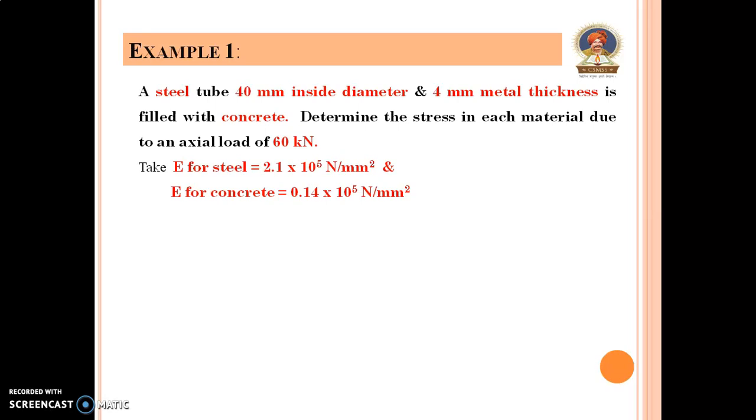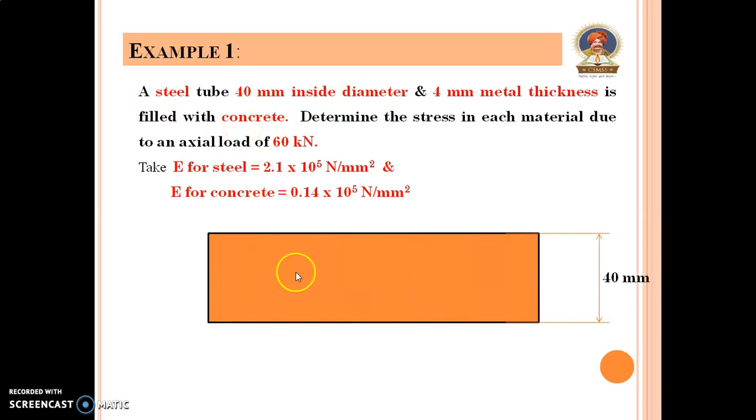So in this numerical, first of all we are going to draw the diagram. In that, the inside diameter is 40 mm, which is filled with concrete. Here the inside diameter D1 is 40 mm, which is filled with concrete, and for the outside diameter, thickness is given, T is equal to 4 mm.